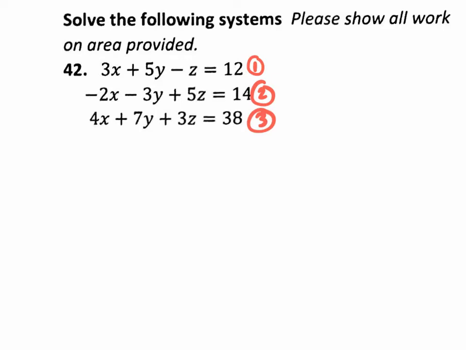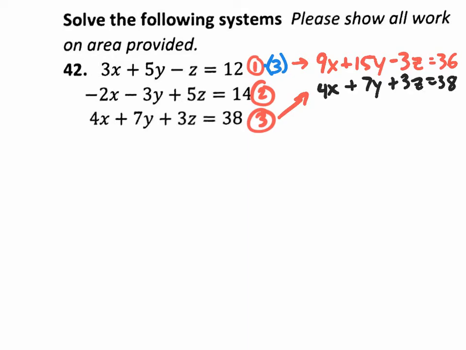So you could take the first equation and multiply it by what? Multiply it by 3. You put parentheses 3 and multiply it by 3. That way you would get 9x plus 15y minus 3z equals 36. Okay, and which one would I combine it with? With the third one. So you would take the third one and just rewrite it up here. And then finally, we're going to combine these lines and eliminate the z's.